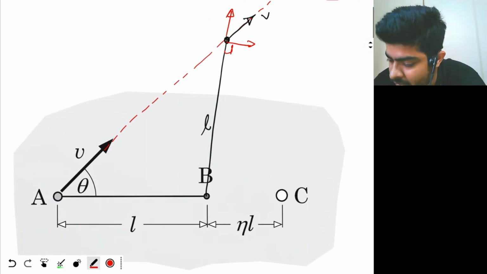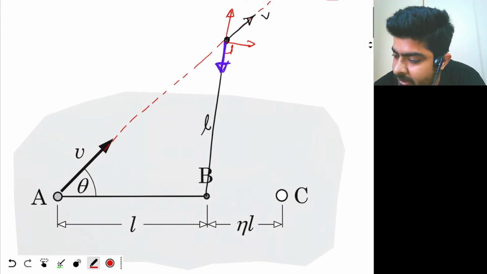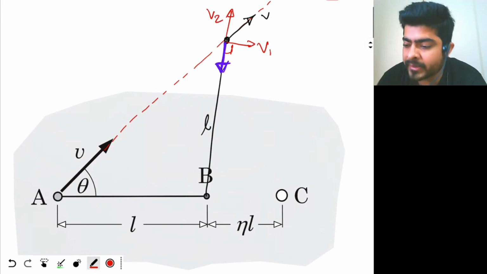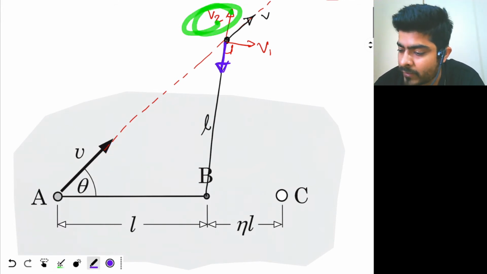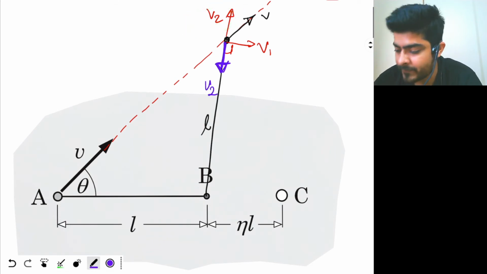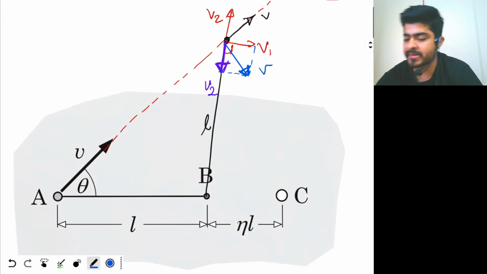So now we will have velocity in this direction. Let's say this component is V1, this component is V2. So V2 will reverse direction. And now we will have V2 in this direction. So the resultant velocity should now be in this direction.